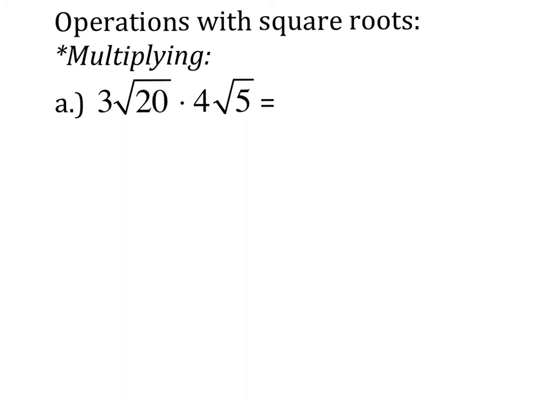Okay, now we're going to look at operations with square roots, starting with multiplying. What you're going to do is take the numbers that are in front of the square root and multiply them together. So 4 times 3 is 12. And you're going to take the radicals themselves and multiply them together. So 20 times 5 is 100.